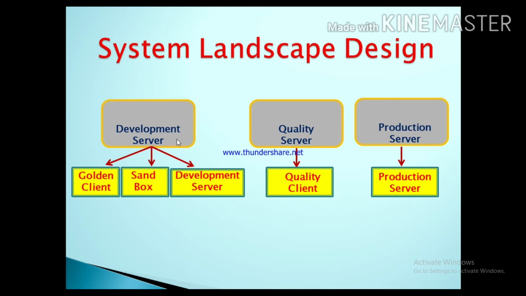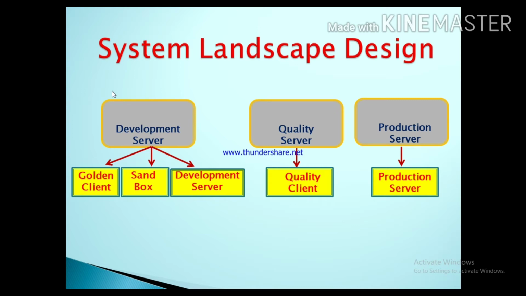First is the development server. The development server is used by the functional consultant to configure all the configurations. After configuring in the development server, all the data will be transported into the quality server, and in this quality server, the core team members and end users test whether all the configuration fulfills their business requirements, whether it is as per their business process or not.